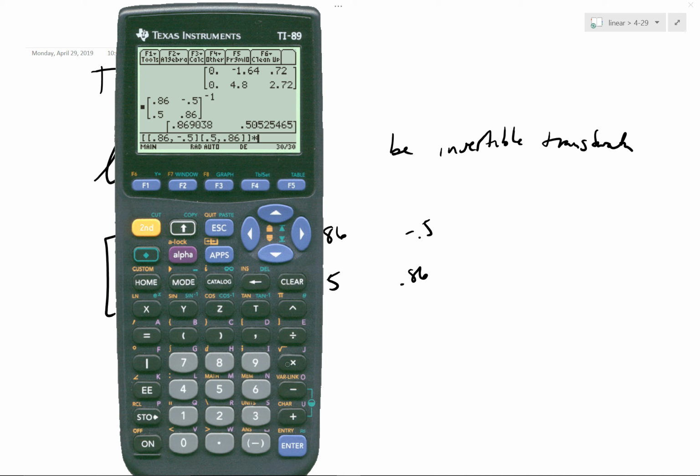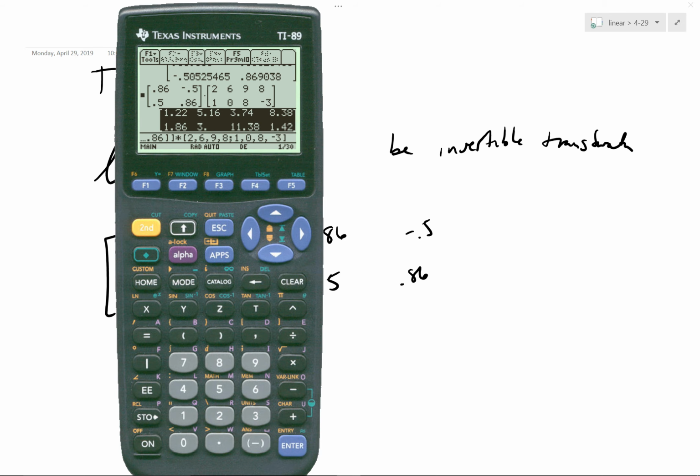And I'm going to multiply it by this matrix here. So 2, 6, 9, 8. Those are some x values, and there are some y values to go with. Boom, here you go. That's the transformation. That's a 30-degree rotation. Now, suppose I were to delete that, go up here and get this inverse function.